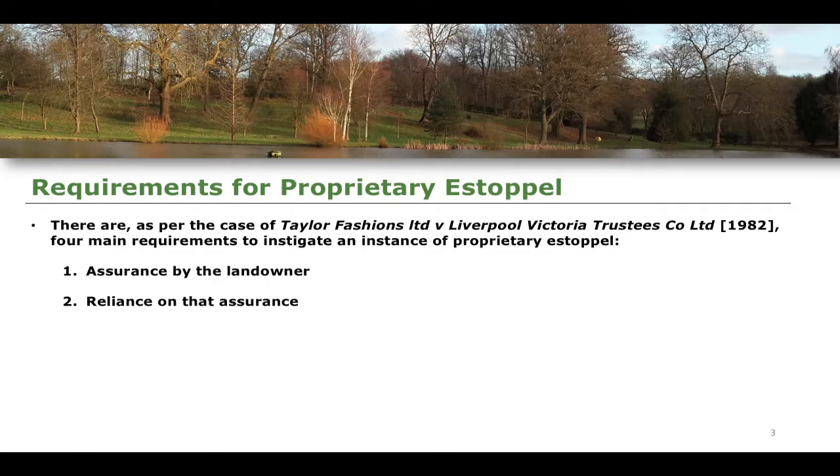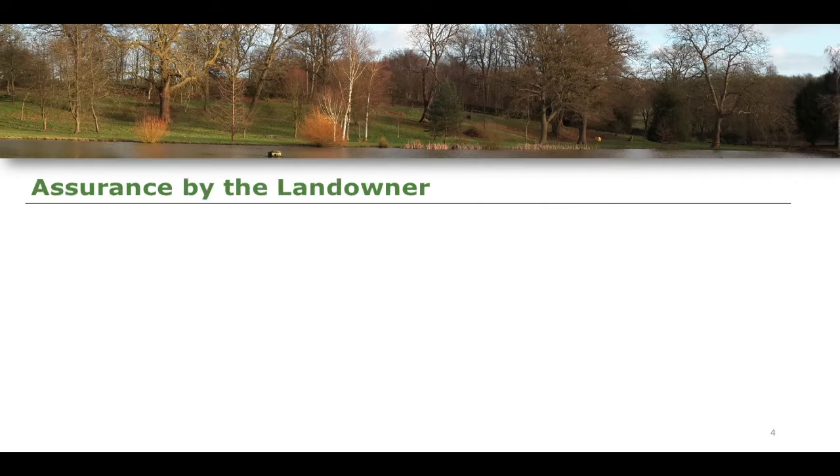So the assurance is made by a landowner, and the individual who is seeking to claim a case of estoppel has to then rely on that assurance. There then has to be a detriment that is incurred, and then finally there has to be unconscionability. Okay, so these are the 4 main requirements.